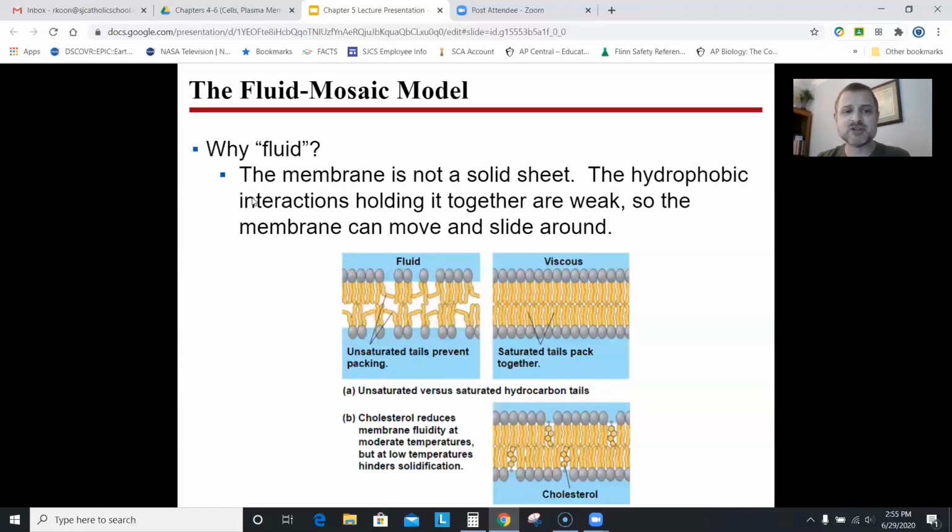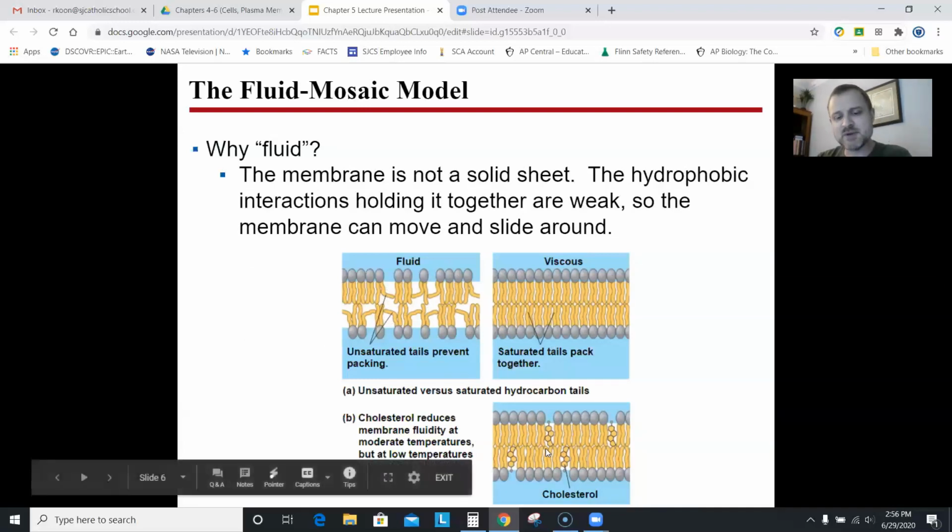Actually, we'll see it now. So why fluid? The membrane is not a solid sheet. The hydrophobic interactions that hold the membrane together are not particularly strong. The two halves of the membrane kind of slide past one another. Again, not a very strong barrier, but it is a selectively permeable barrier. Notice in this picture how some of the fatty acids have little kinks in them, and some do not. And in this picture, we have some cholesterol molecules wedged in.